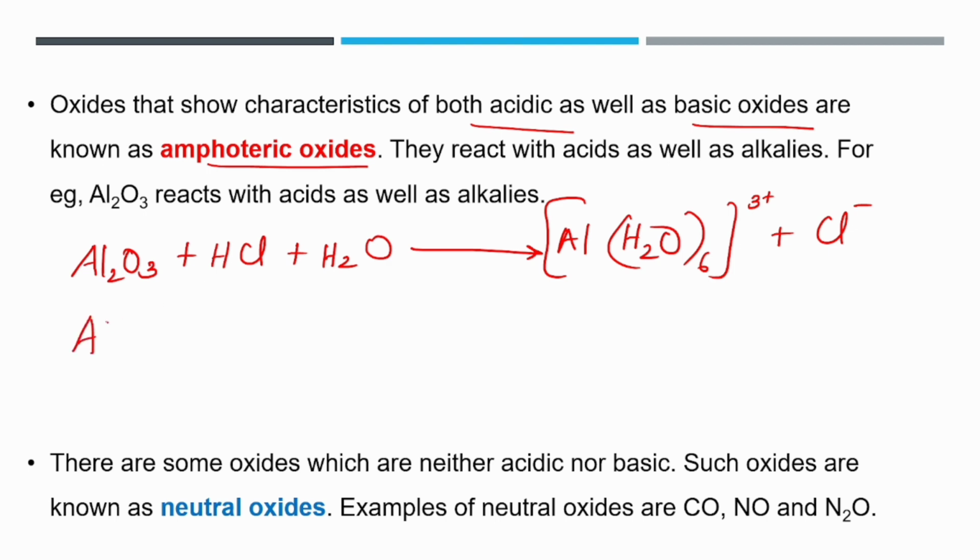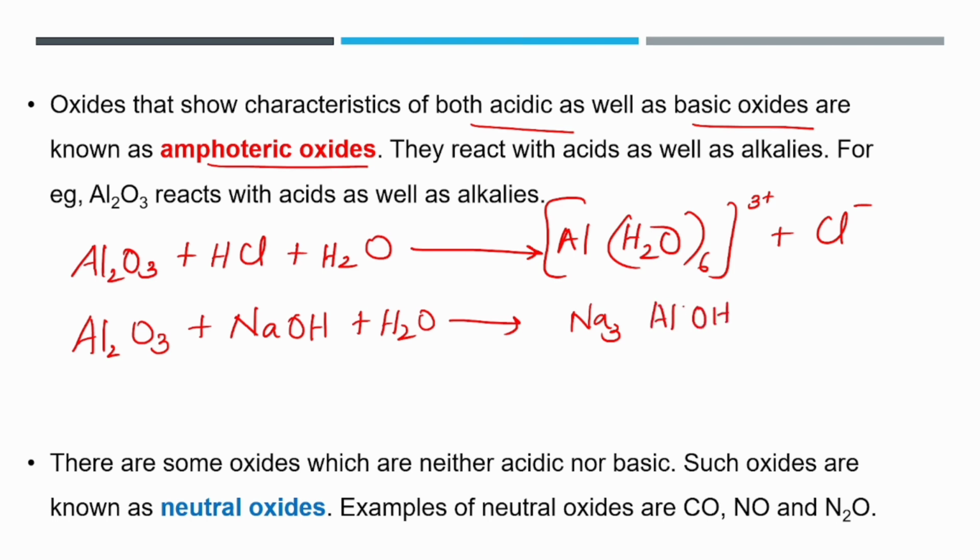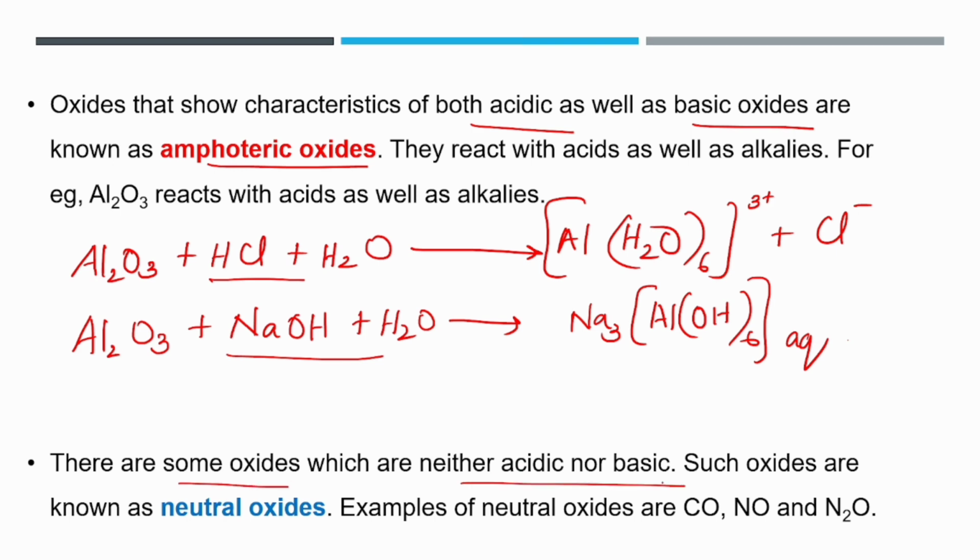Similarly, this Al2O3 also reacts with an alkali. The alkali is a base, NaOH, plus H2O. When they react, you will obtain another complex, that is Na3[Al(OH)6], aqueous. Amphoteric oxides react with both acid as well as alkali. Is that clear?